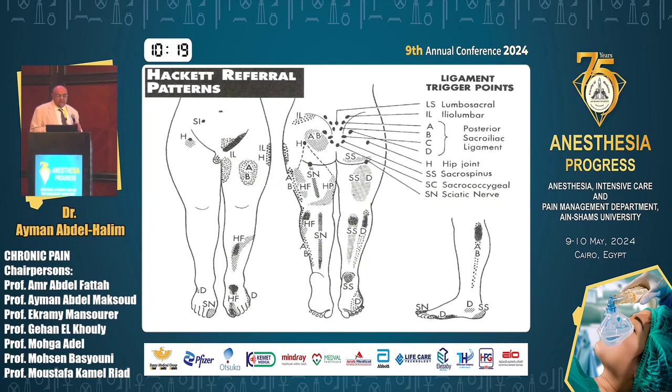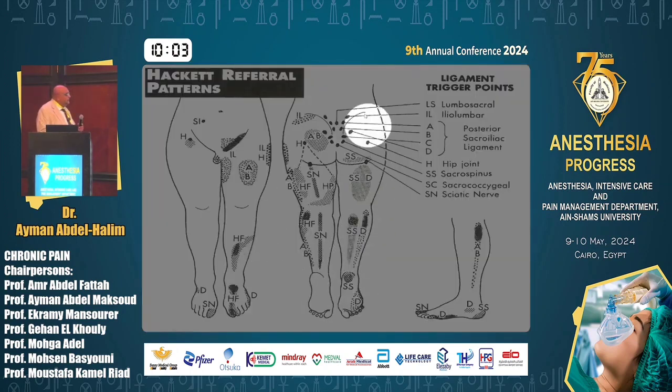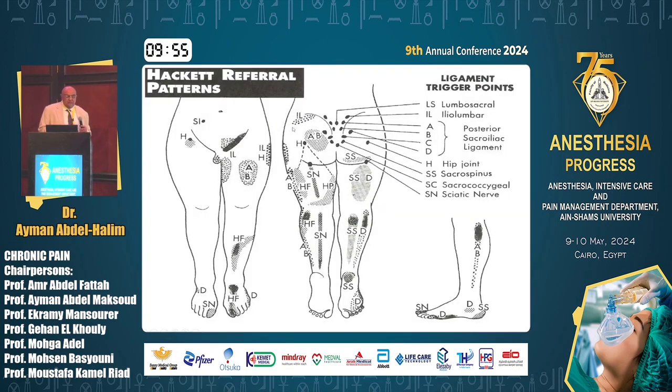These are from Hackett's book, the Hackett referral patterns. I wanted to show you that the groin pain here is actually related to a ligament called the iliolumbar ligament. This is the iliolumbar ligament. It's usually missed by most doctors when they inject the sacroiliac. George Hackett used to love asking his fellows about this ligament.